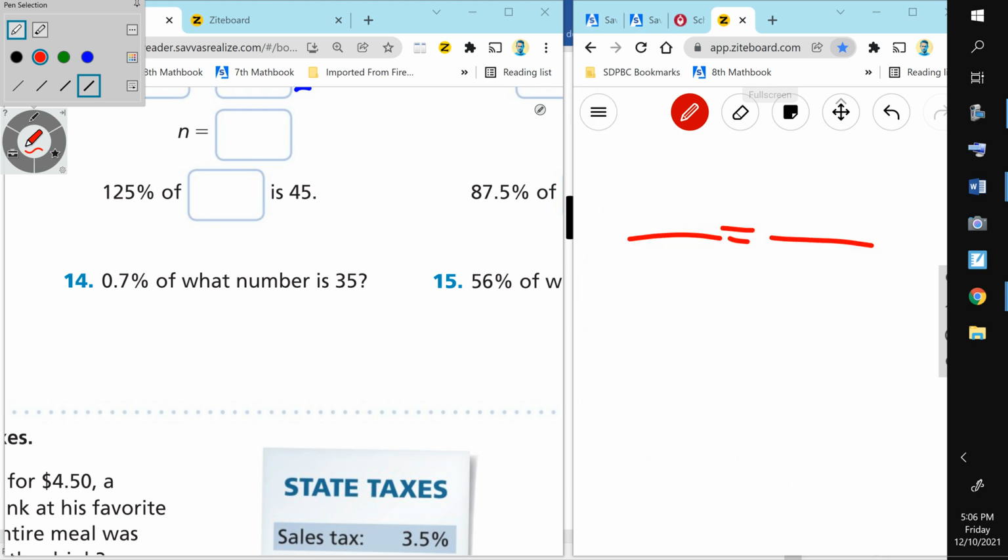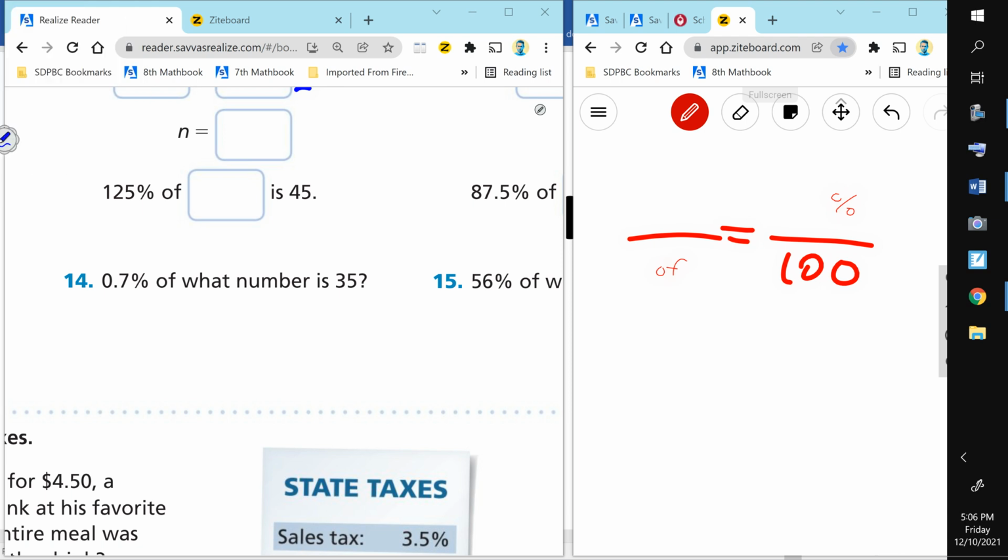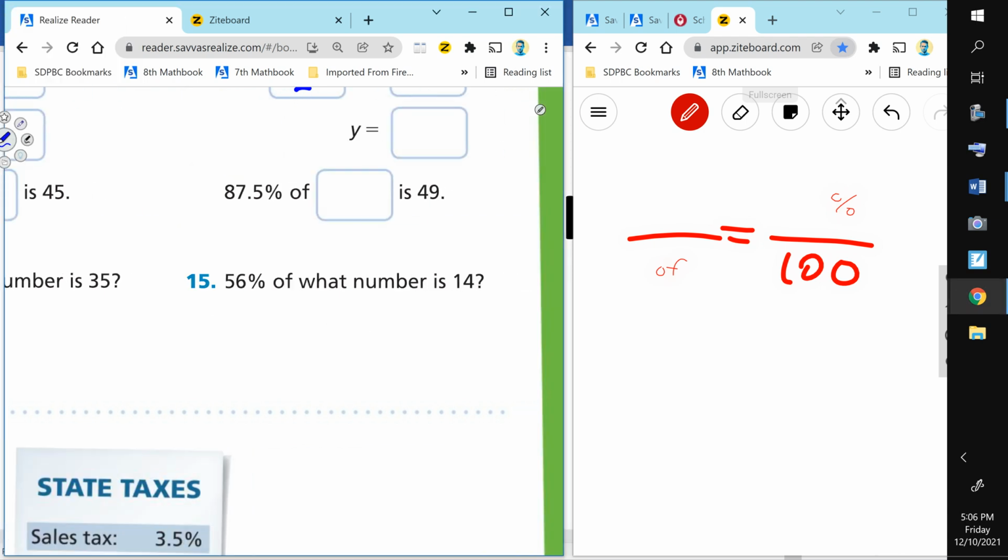Here, here, here, and there's my percent. I'm going to go large, large, large. Let's look at the next one, number 15, 56%. Wow. 56% of what number? I don't know my of. Of what? I don't know, so this is my x.